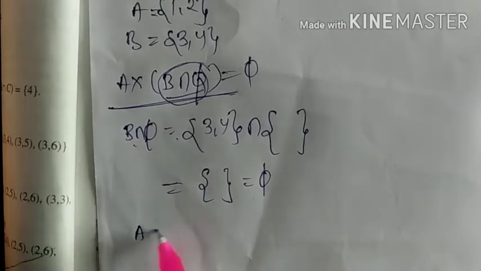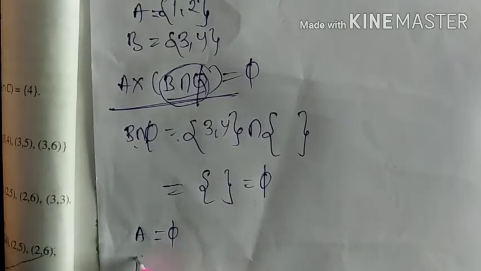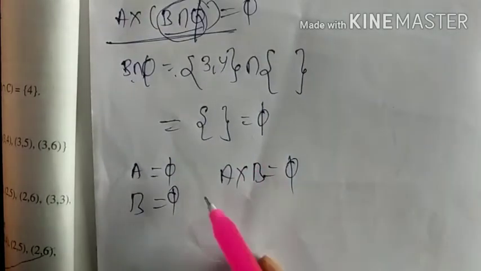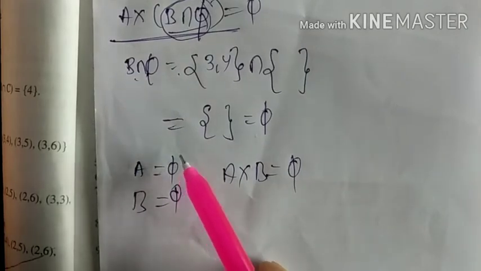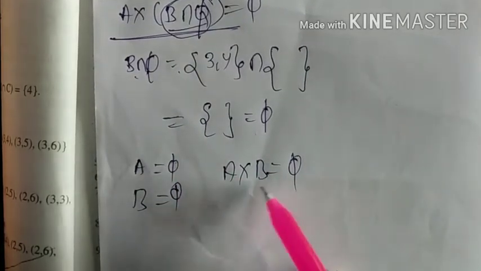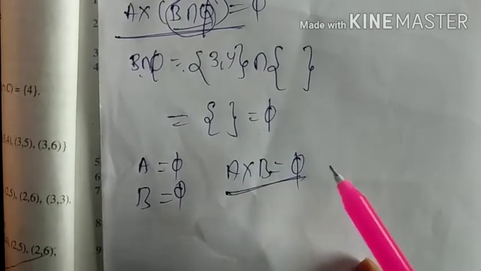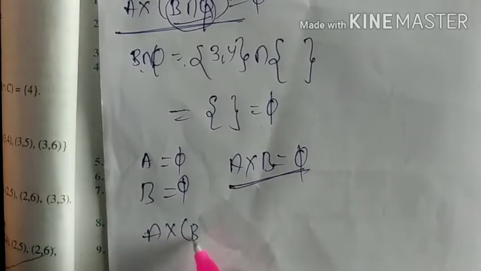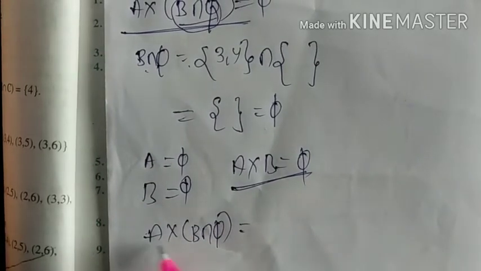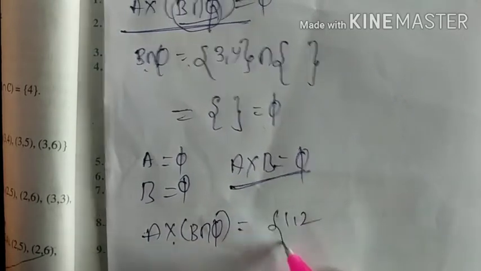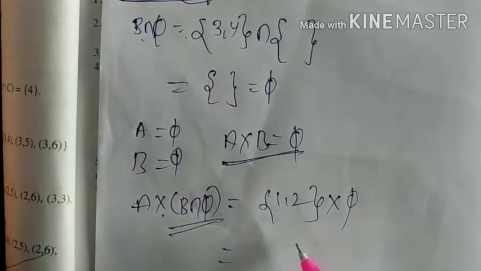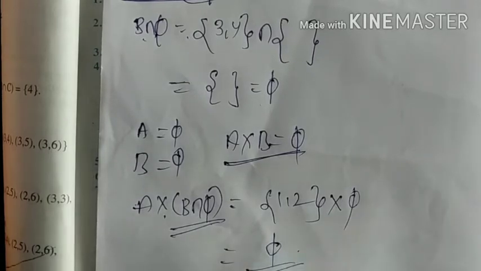If A is equal to phi or B is equal to phi, then A cross B is also equal to phi, because the number of elements is 0. It means there is no element, so in A cross B also there are no elements. So A cross (B intersection C) is equal to A, which is {1, 2}, cross (B intersection phi), which is phi. If you multiply with phi, you will get phi only again. So this statement is also a true statement.